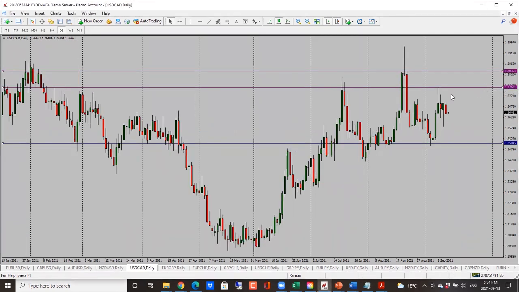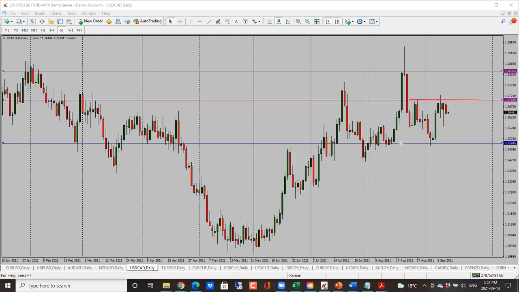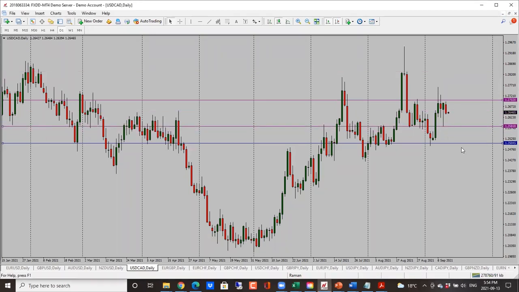Dollar CAD here. Okay, so we see price rejected the resistance and we are back into the range here again. Price has been going sideways. We have a nice bearish engulfing candle, so looking for a drop. Target here is 1.2575 as the first target, and then potentially lower. So bearish bias for dollar CAD.